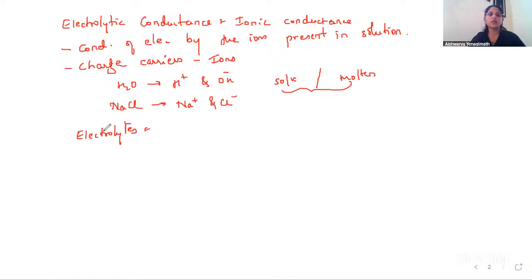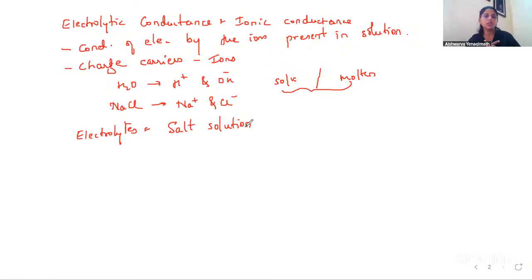So electrolytes are nothing but salts. Salt is an example of electrolyte. All salts are electrolytes. Okay. So they conduct in their aqueous solution. So rather than saying salt, I'll say salt solution. So substances in their aqueous solutions, when they conduct electricity, such substances are called electrolytes.